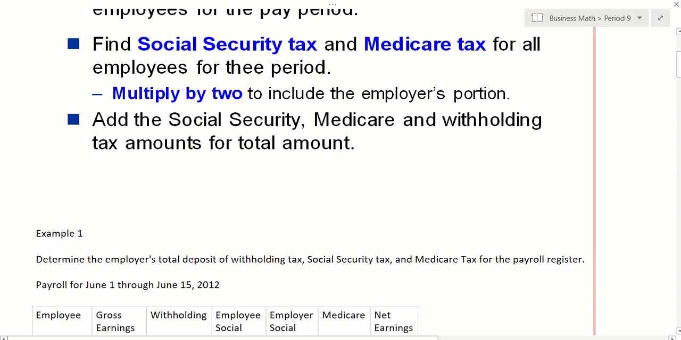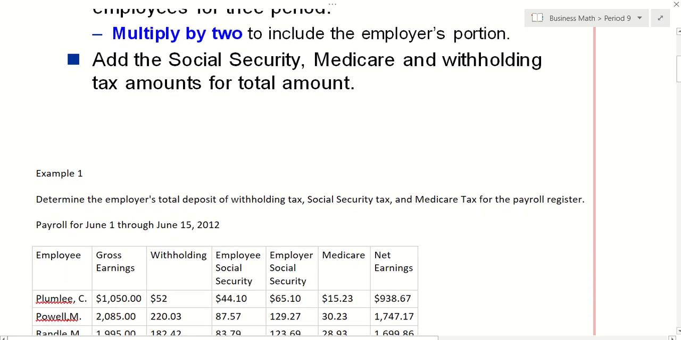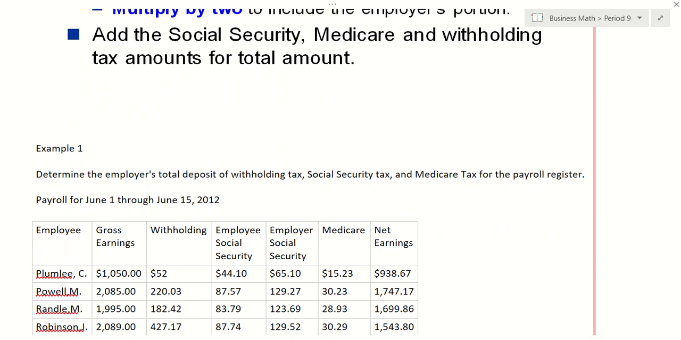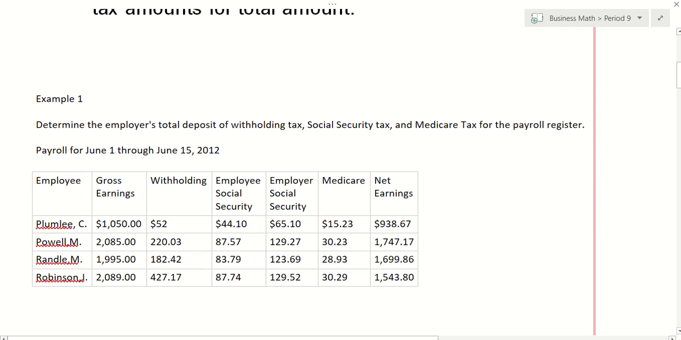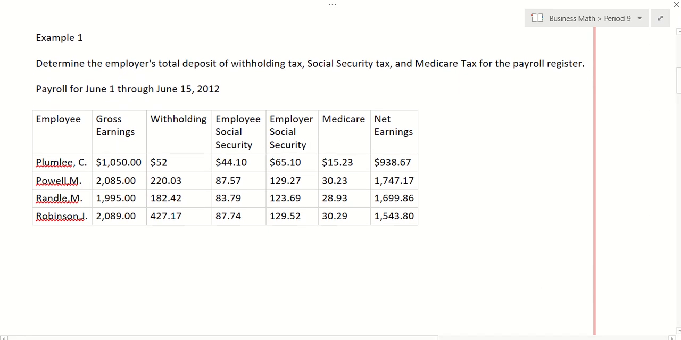How does this look? The payroll for the first one, example 1: determine the employer's total deposit of withholding tax, Social Security tax, and Medicare tax for the payroll register. The payroll is from June 1st through June 15th, 2012, and they have it right here in the table. They have 4 employees. They show you their gross, withholding, Social Security, employee and employer, and Medicare in their net.